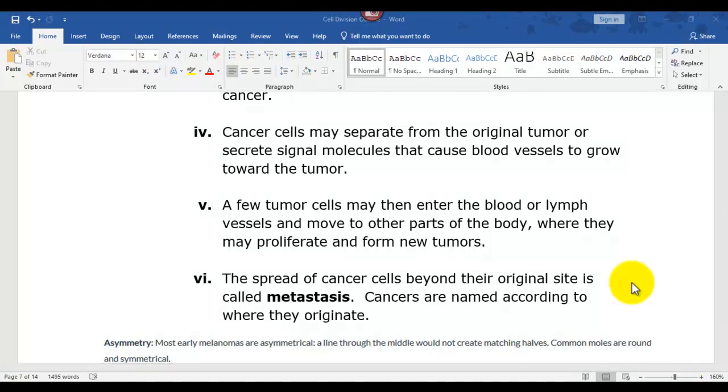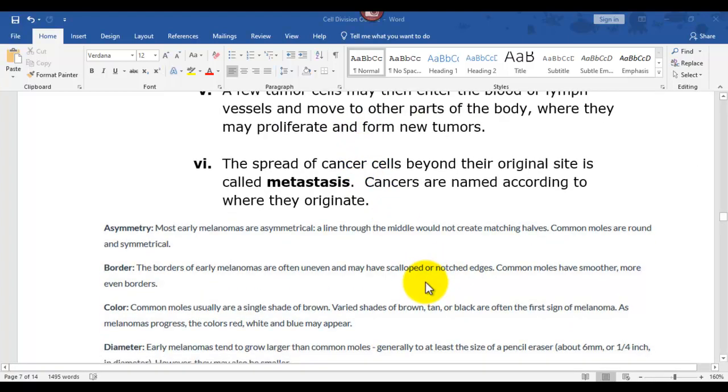Okay, I had stopped with cancer on the last video. Cancer is where cells lose control of mitosis. They start dividing out of control. This was actually in our unit under cell division, where it's talking about melanomas.